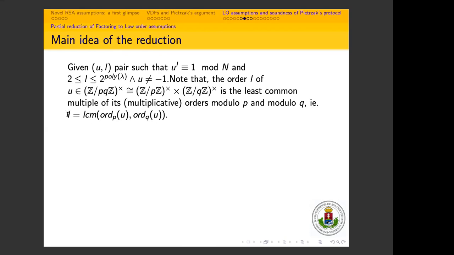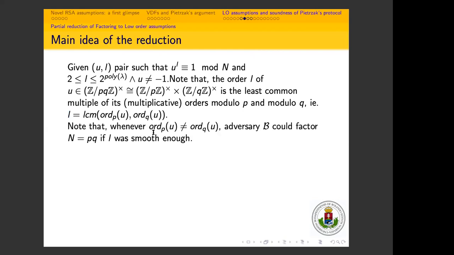Hence, the low order is the LCM, the least common multiple, of the order of PU and the order of QU. Obviously, the problem is that we don't know P and Q, but we don't need to know. That's the main observation. Whenever these two quantities are not equal, adversary B could factor the modulus if L is smooth enough.